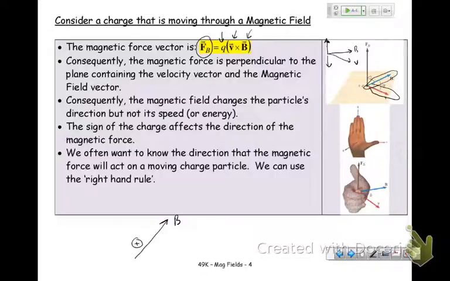So the first thing I want you to do is take your thumb, and that is the motion. And then I want you to look at your fingers, and you have knuckles and tips. So that's your magnetic field. And then the palm of the hand, that's the force. So if my motion of my charged particle, positive charged particle, is upwards, and my magnetic field is pointing away from you, then the force will be to your left. Okay? So you just get used to doing this.